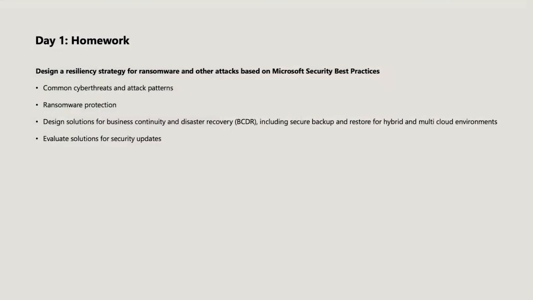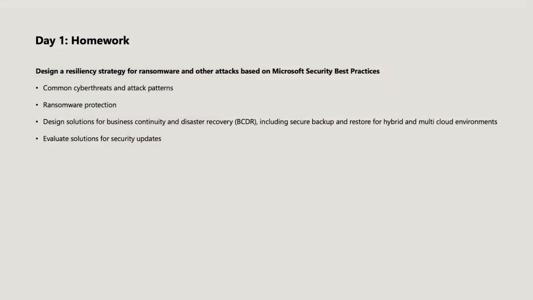There you will complete the discussions on common cyber attacks and attack patterns, cyber threats and attack patterns. In the ransomware protection topic, you will cover designing solutions for business continuity and disaster recovery, BCDR, including secure backup and restore for hybrid and multi-cloud environments, and evaluating solutions for security updates. So these are the different topics that you have to complete under the homework activity.